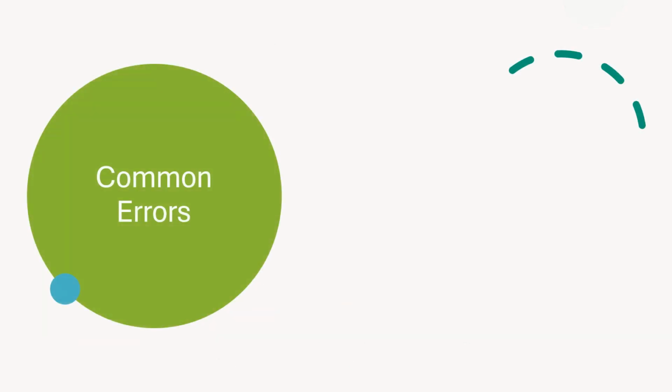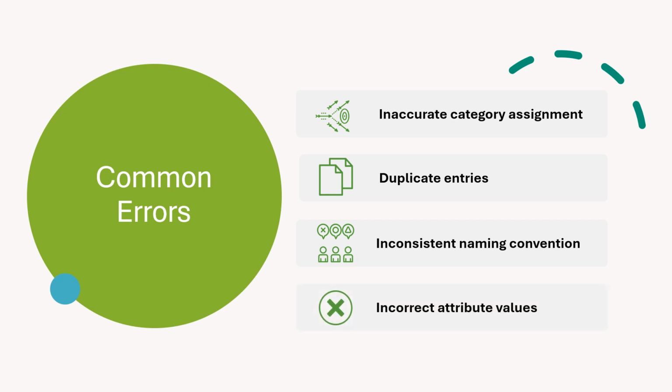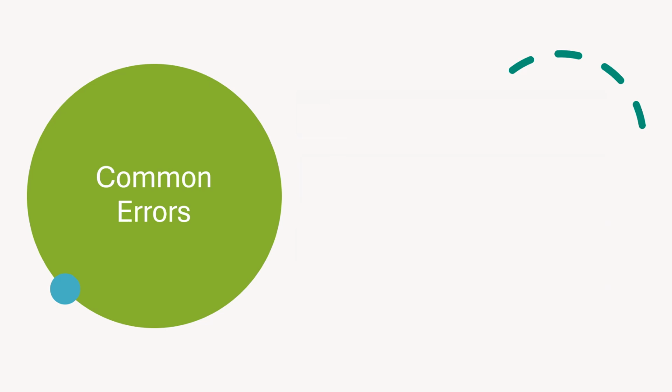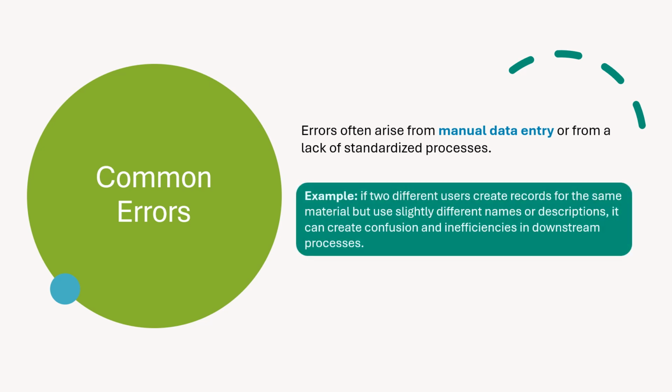Common errors in MRO master data include inaccurate category assignment, duplicate entries, inconsistent naming conventions, and incorrect attribute values, among other issues. These errors often arise from manual data entry or from a lack of standardized processes. For example, if two different users create records for the same material but use slightly different names or descriptions, it can create confusion and inefficiencies in downstream processes.